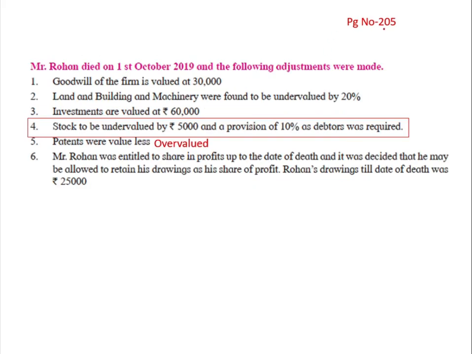Page number 205. Instead of stock undervalued, make it overvalued. Because if you make it overvalued, only then the answer will tally with whatever they have given in the textbook. So stock is to be undervalued, but here it should be overvalued.